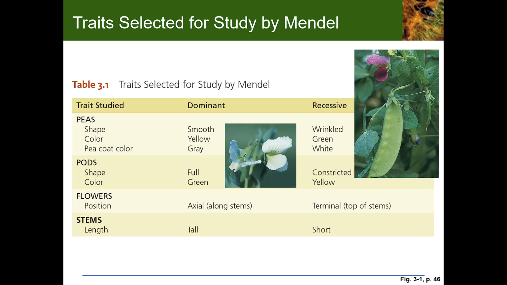Now, the traits that Mendel looked for when he did his studies with peas were seed shape, seed color, pea coat color, the shape and color of the pods, the position of the flowers, and the length of the stems. And you can see that he was able to ultimately identify some dominant and recessive traits. The dominant traits, for instance, for peas, for shape, were smooth. For color, it was yellow, and for pea coat color, it was gray, whereas the recessive for the pea shape were wrinkled. For color, it was green, and for pea coat color, it was white, and so on and so forth as you go down the table.